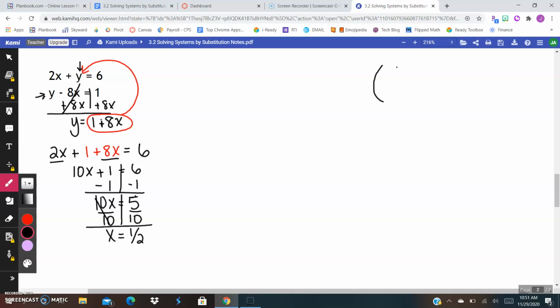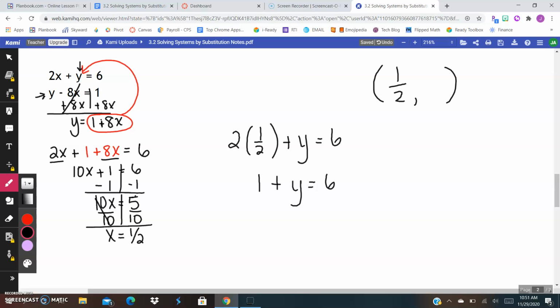So in our ordered pair, we could put x as 1/2. And then we have to plug that back into one of the 2 equations. Doesn't matter again. So I'm going to do the top one. 2 times 1/2 plus y equals 6. So 2 times 1/2, or half of 2, is going to be 1. So 1 plus y is 6. So 1 plus what is 6? Well, y would be 5 here.